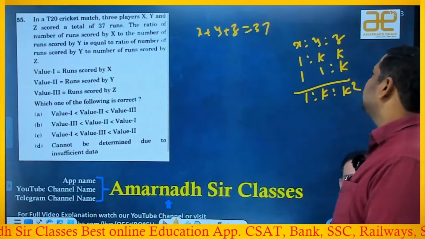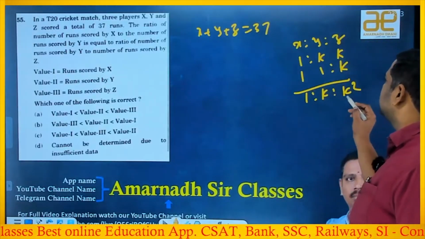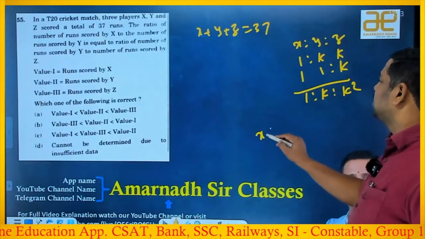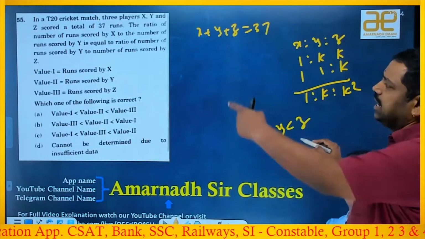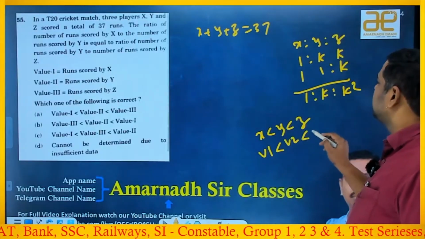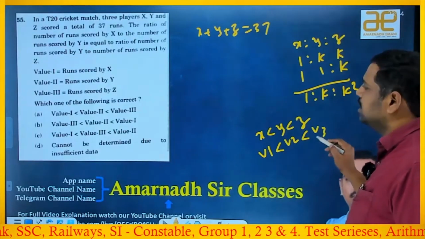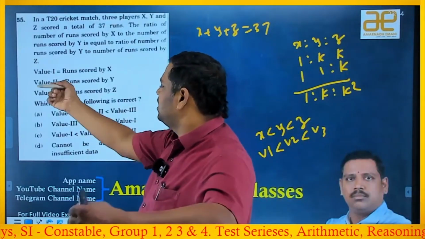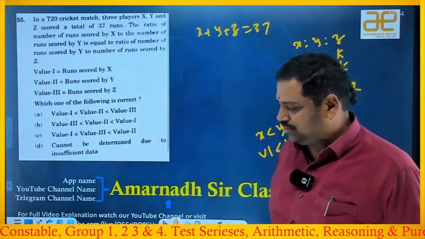By seeing this, in general people will say that 1 is to K square means K square is largest. So X is less than Y is less than Z. X runs means value 1 is less than Y, value 2, is less than Z, value 3. So they will verify: value 1 is less than value 2, yes, answer is A, and they will tick the answer.